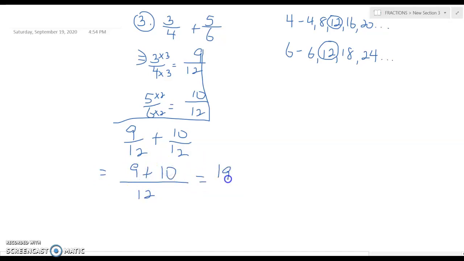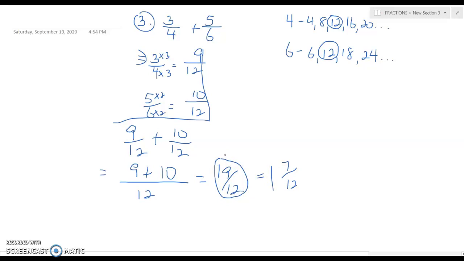Because the number at the top is bigger than the number at the bottom, you could change it to a mixed fraction. 12 will go into 19 one time, remainder what? 13, 14, 15, 16, 17, 18, 19, remainder 7. Right? And that's my answer. You could leave your answer just like this as the improper fraction.